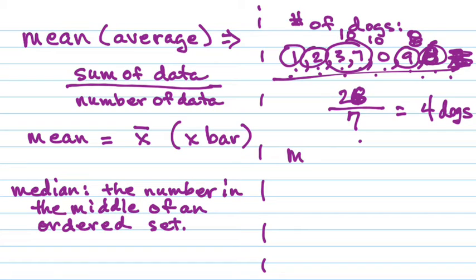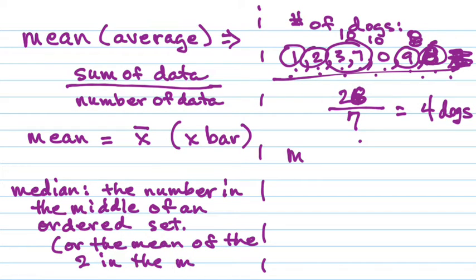Okay? But also, there can be times when there's more than one number in the middle. If you have an even number of items, then there's no single number in the middle. You'll have two numbers in the middle, so you take the mean of the two in the middle. Okay? So say, for example, I have 1, 3, 5, 9, and 12. Is this set of numbers in order? No.